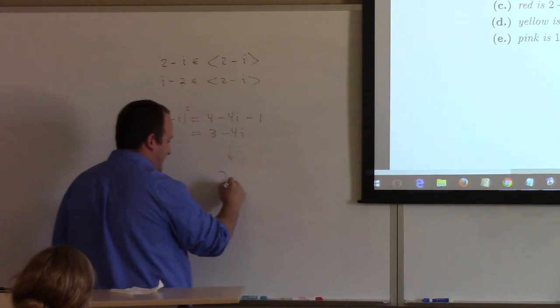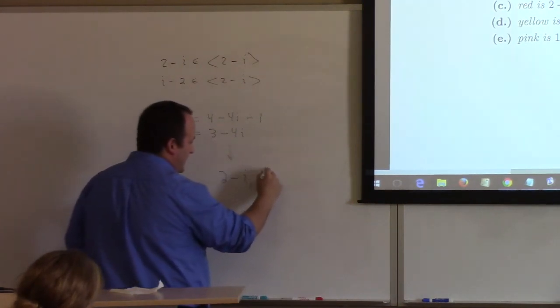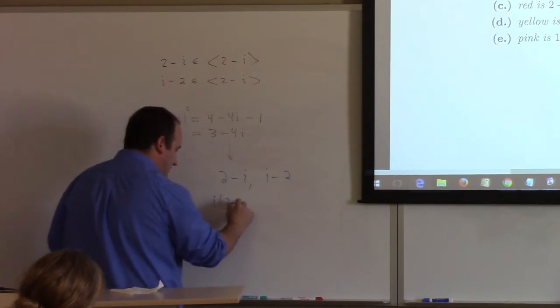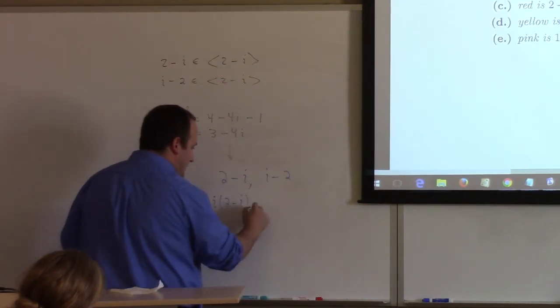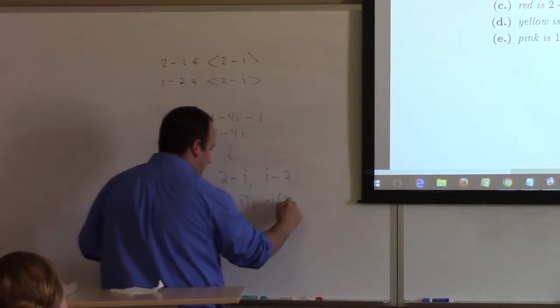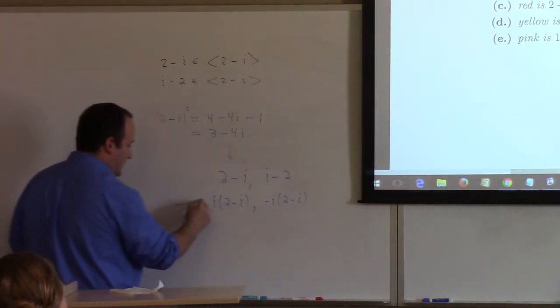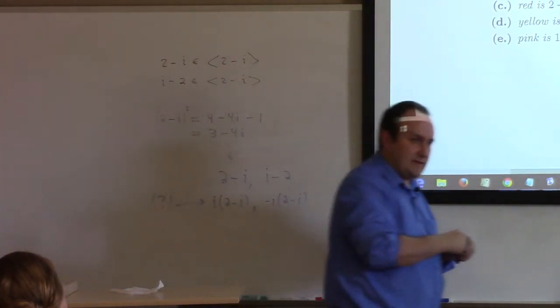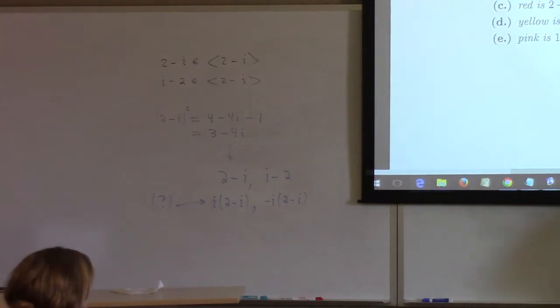So my essential point is that 2 minus i is in there, and i minus 2 is in there. That's not surprising. What I'm having trouble explaining at the moment is why that is also in the ideal, and why this is also in the ideal. That's the question I'm stuck on, and I'm unwilling to spend too much more time on it, so I'm going to go on.